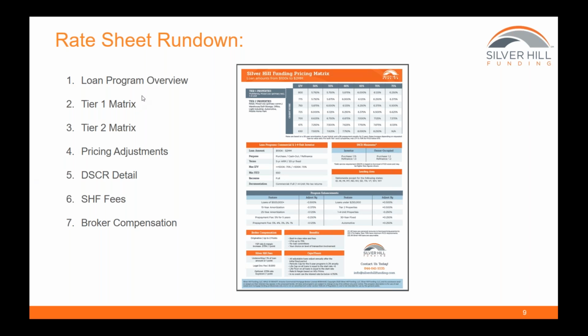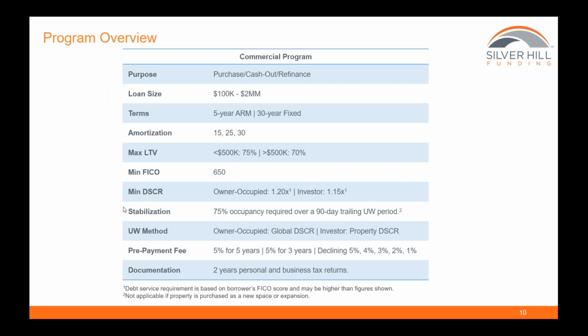Okay, so program overview, we're going to look at tier 1 property types, and I'll explain what that is. We're going to look at tier 2s, our pricing adjustments, our debt service coverage requirements, our fees to close loans, and finally broker compensation, which is the most important. So the focus today, since we've come back, is commercial real estate property. Okay, so we're going to offer purchase, cash out, or refinance.